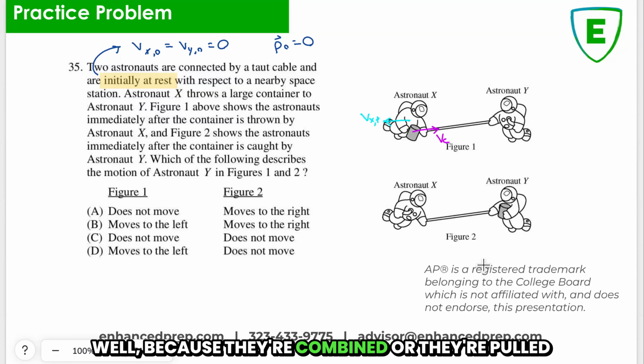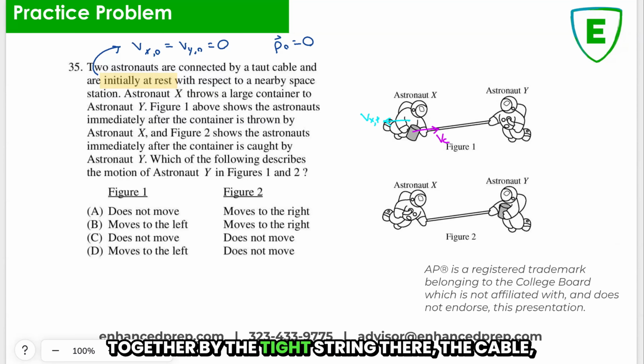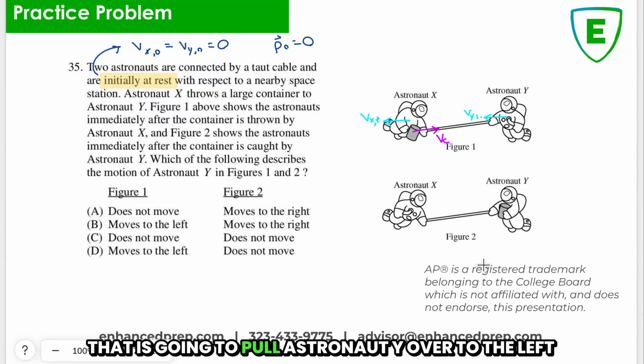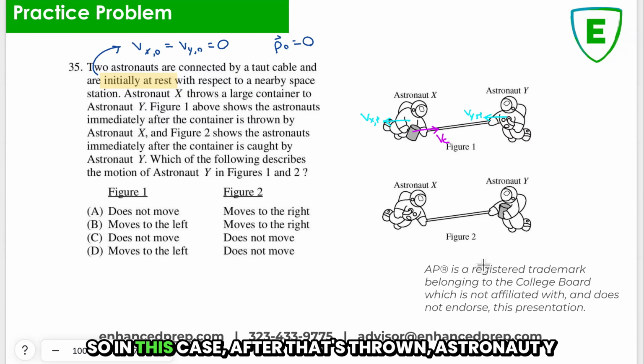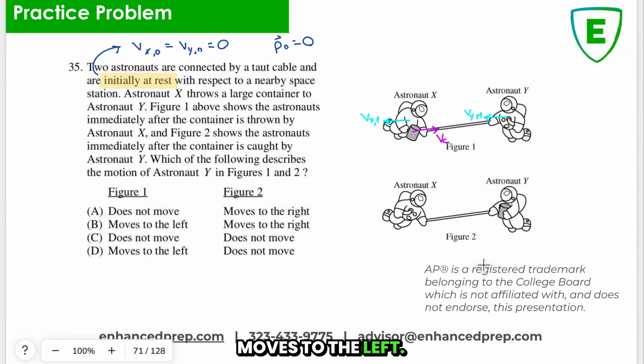Well, because they're combined, pulled together by the tight string, the cable, that is going to pull astronaut Y over to the left as well. So in this case, after that's thrown, astronaut Y moves to the left, so I can get rid of the option that says does not move, and now I'm down to B and D.